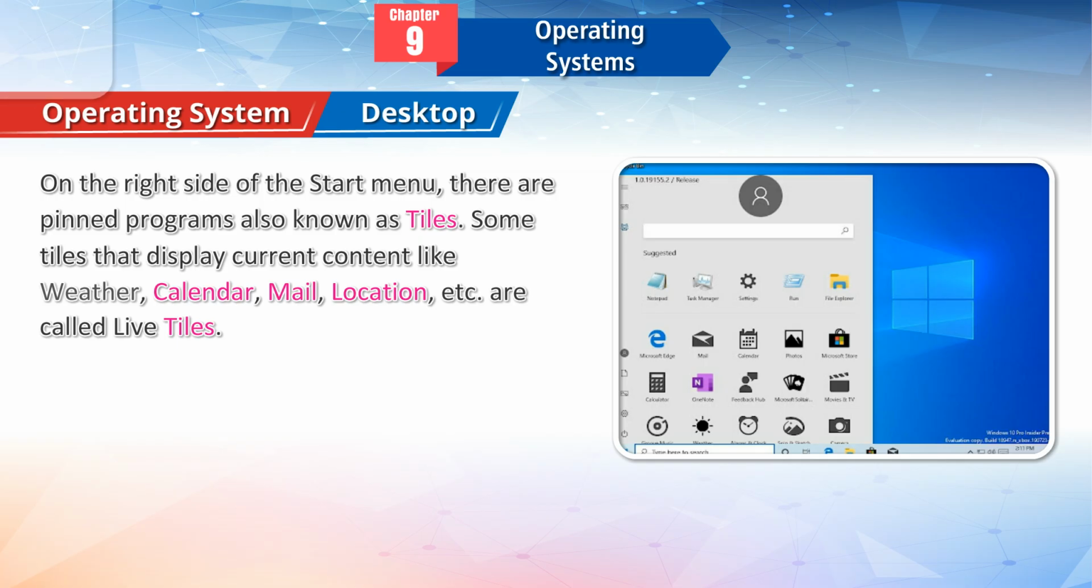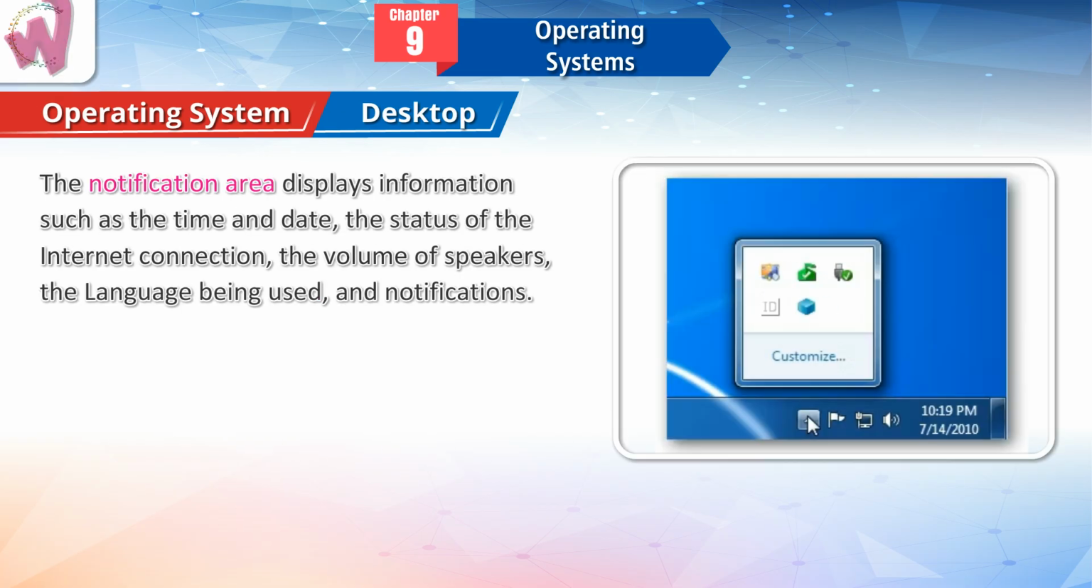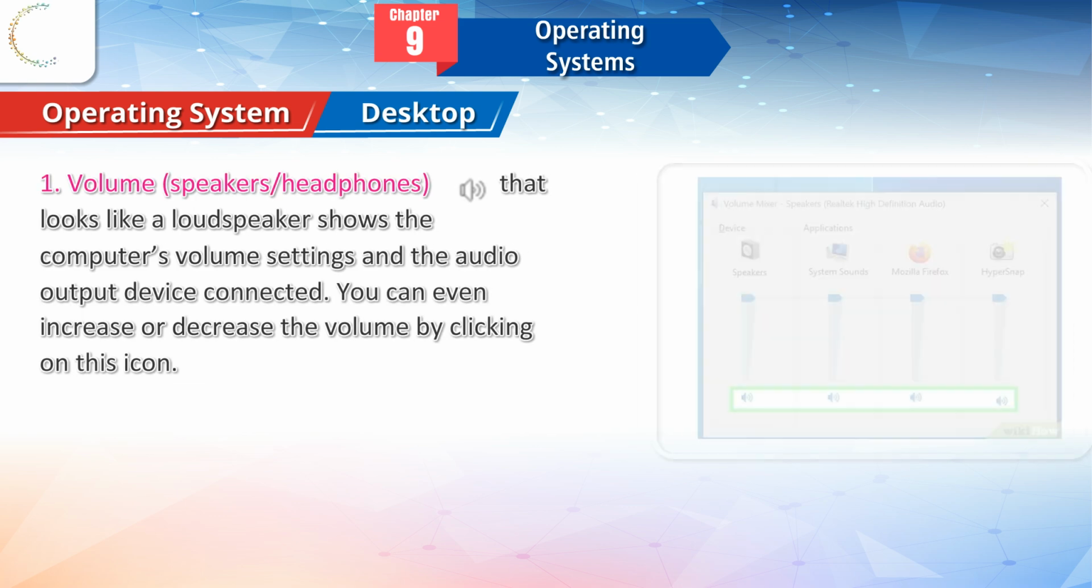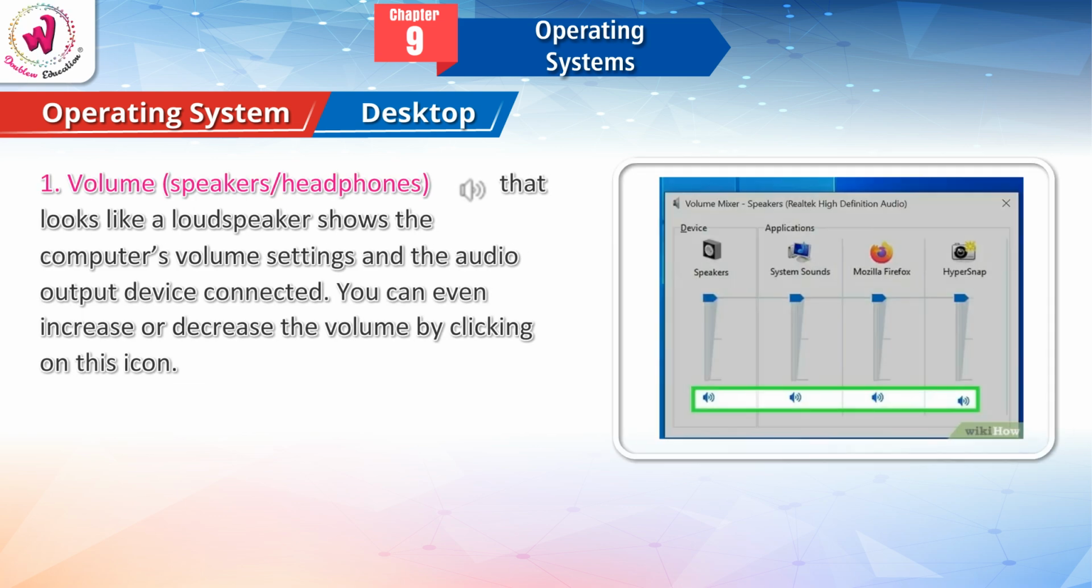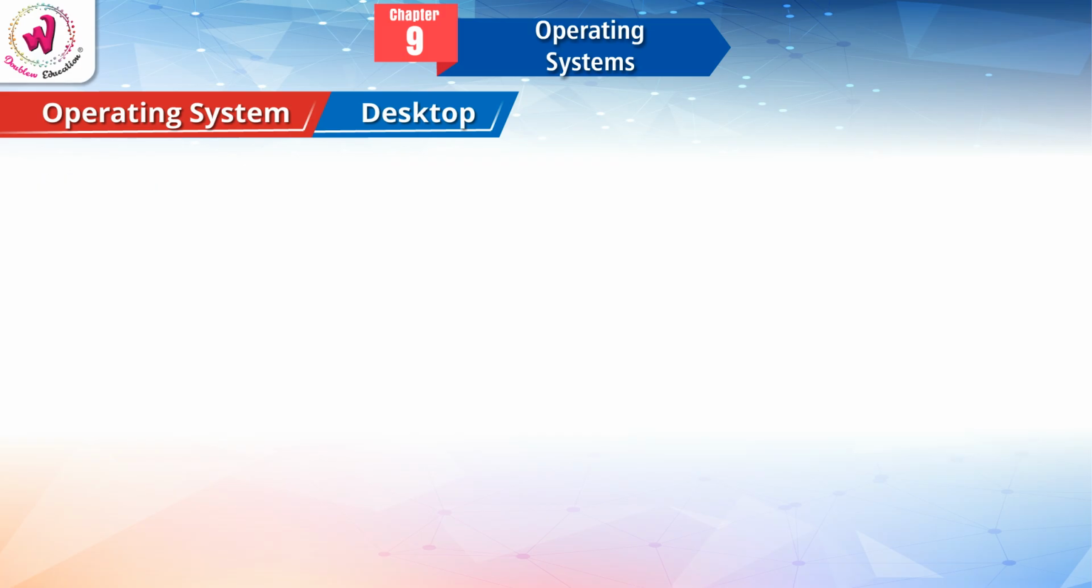are called live tiles. The notification area displays information such as the time and date, the status of the internet connection, the volume of speakers, the language being used, and notifications. 1. Volume, speakers or headphones. That looks like a loudspeaker, shows the computer's volume settings and the audio output device connected. You can even increase or decrease the volume by clicking on this icon.